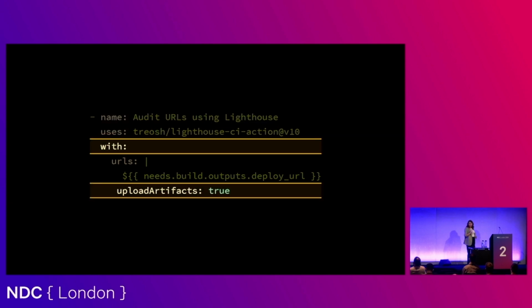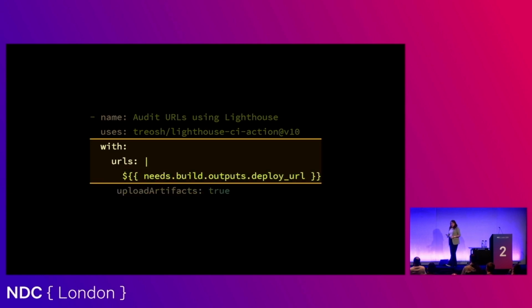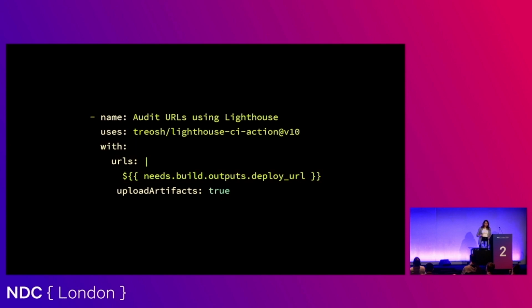I then want to pass in some extra information. So I want to let it know that I want to upload the results later, which we'll look at in a second. And then I want to pass in the URLs that I'm going to test against, which in this case is the deploy URL that we looked at previously. Now, this should be all we have to do.